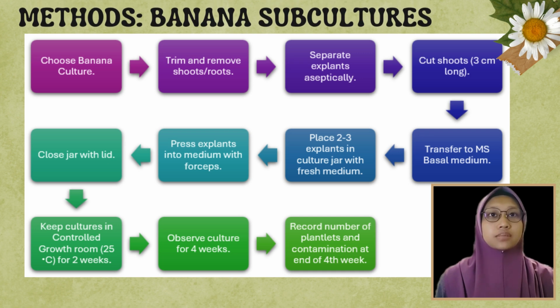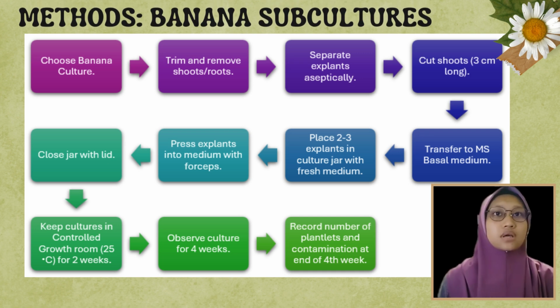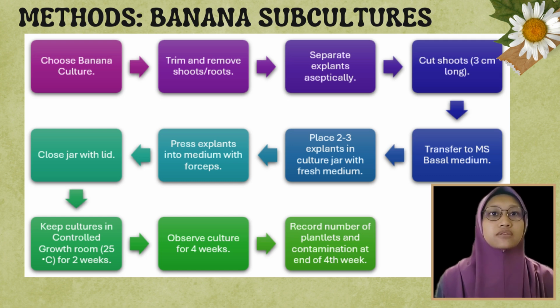For the methodology part, this flowchart is for the banana subculture. First, a banana culture that was suitable for subculture, crowded or tall enough, was chosen. The unnecessary shoots and roots were trimmed and removed. Explants were separated into individual plantlets aseptically. Then, shoots about 3 cm long were cut off and transferred to MS basal medium. Then 2 or 3 explants were placed into a culture jar that contained fresh medium.